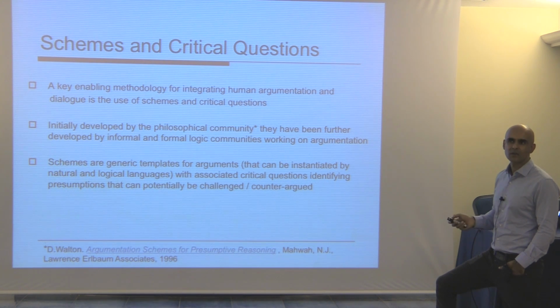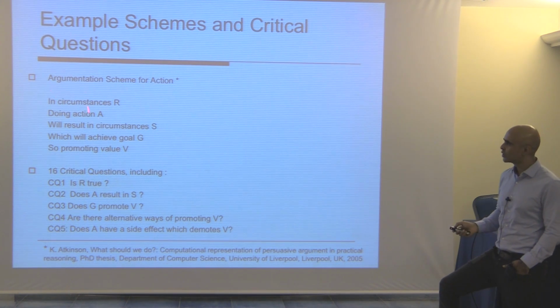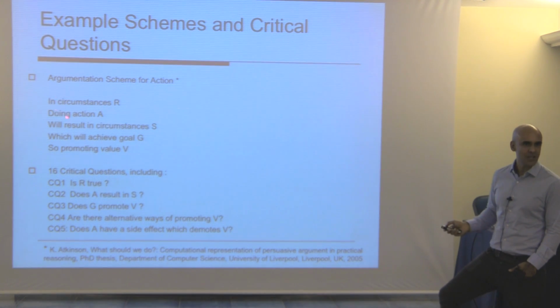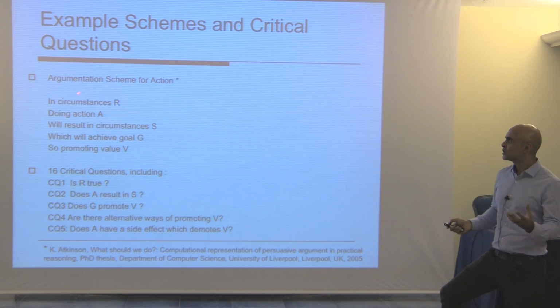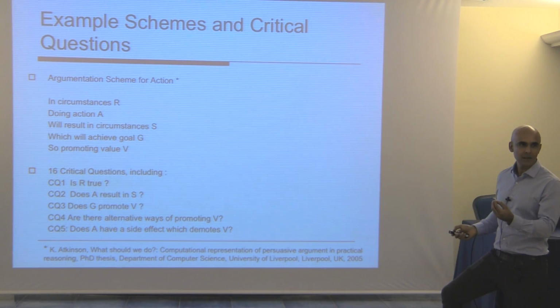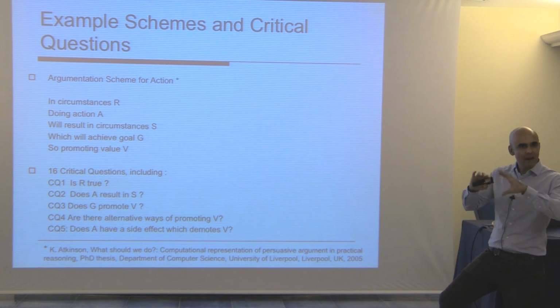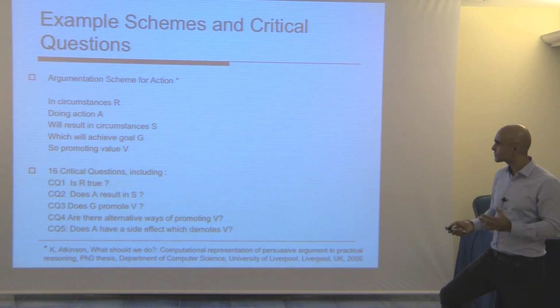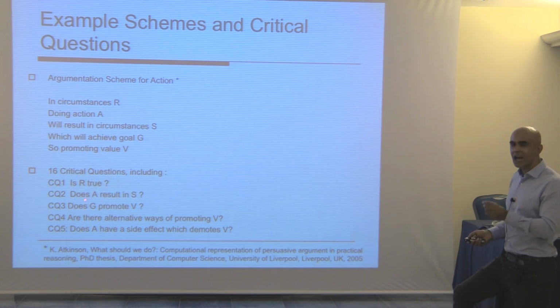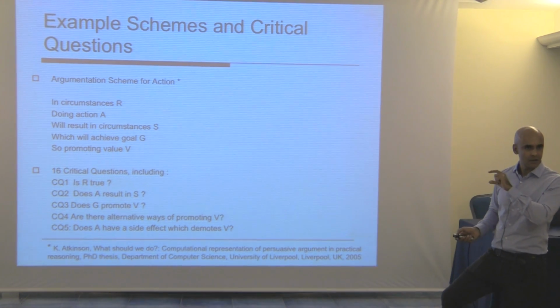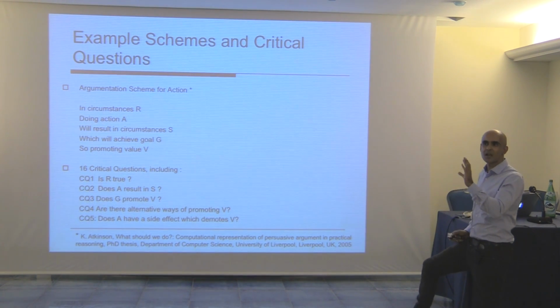These come from work in the philosophical community, but they're basically generic templates for arguments, which you could imagine being instantiated in logical languages or natural language. So this will be a generic argument for action. In circumstances R, doing action A will result in circumstances S, which achieves goal G, which promotes value V. So you could imagine this is a generic argument for doing a particular action. And the critical questions identify presuppositions in the argument, assumptions that can be questioned.